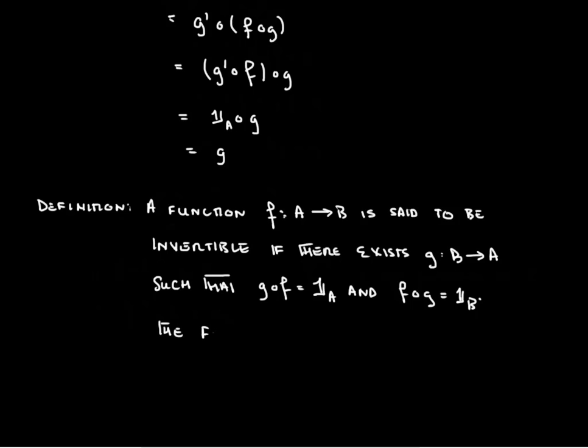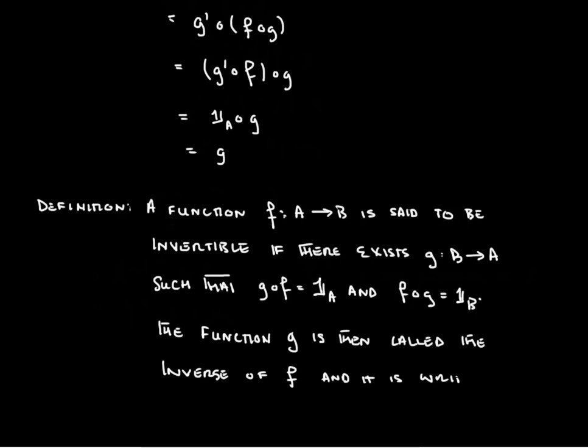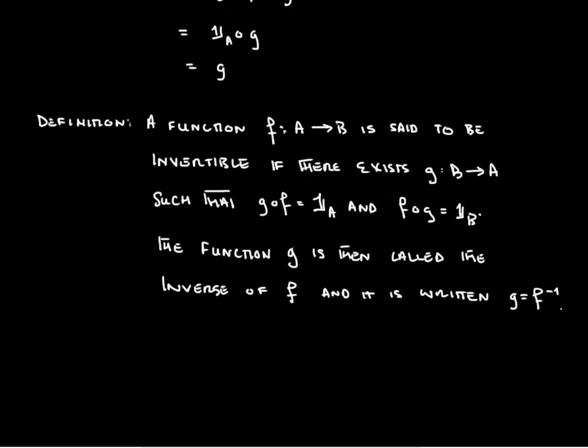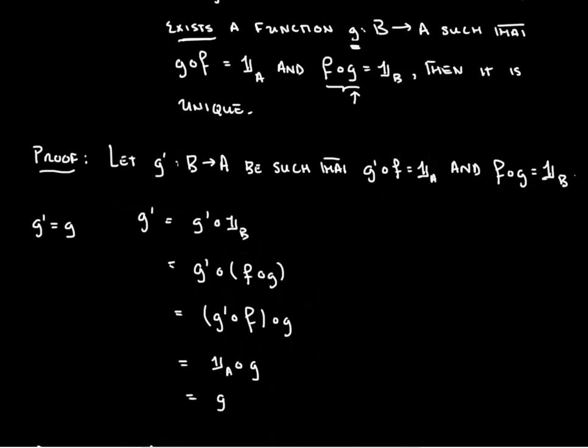The function g is then called the inverse of f, and it is written, we have a little notation for g, we write it as f inverse with the minus one exponent. So remember, if we have an inverse, our proposition here tells us that it is unique.